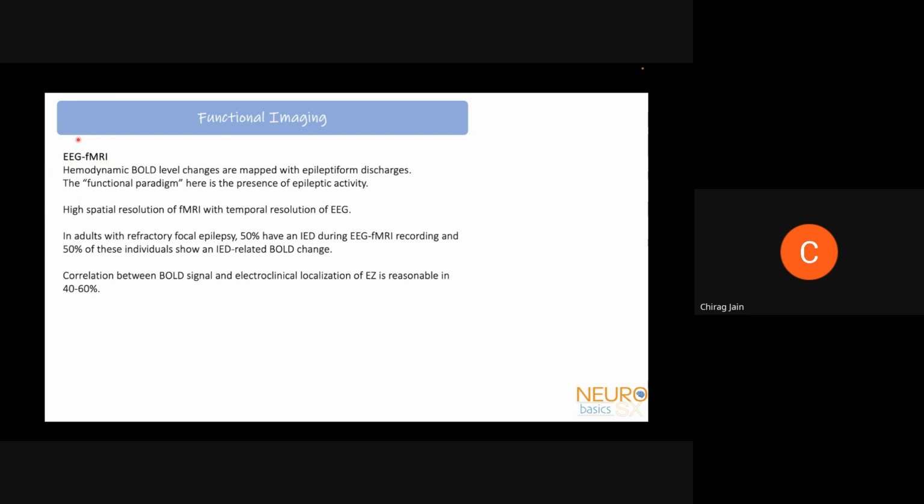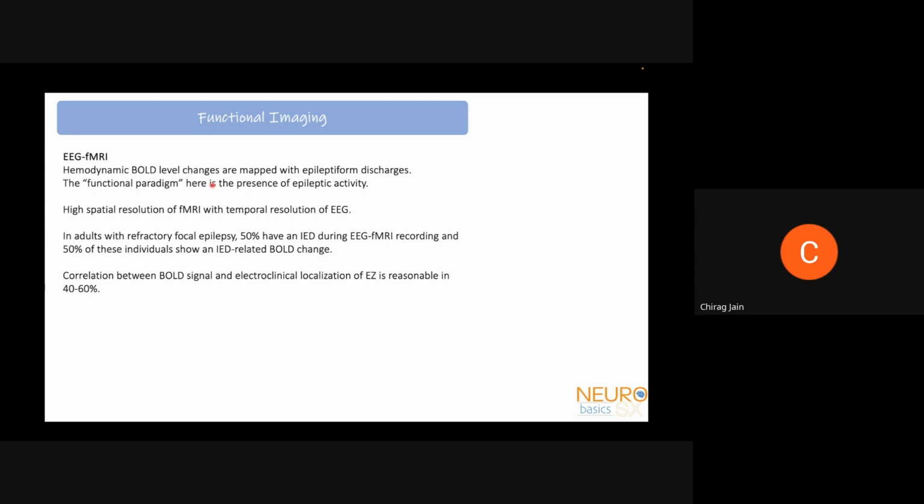The third thing that it can do is pick out epileptic activity. So that is done with an EEG-fMRI. Here, the functional paradigm is not an activity that the patient performs. It's actually the presence of epileptic activity in the brain. So the patient is undergoing an EEG and they are being monitored for epileptiform discharges. Whenever these discharges happen, the BOLD changes happening in the brain are also picked up at the same time. Now, it is important to remember that a lot of these discharges will be interictal activity.